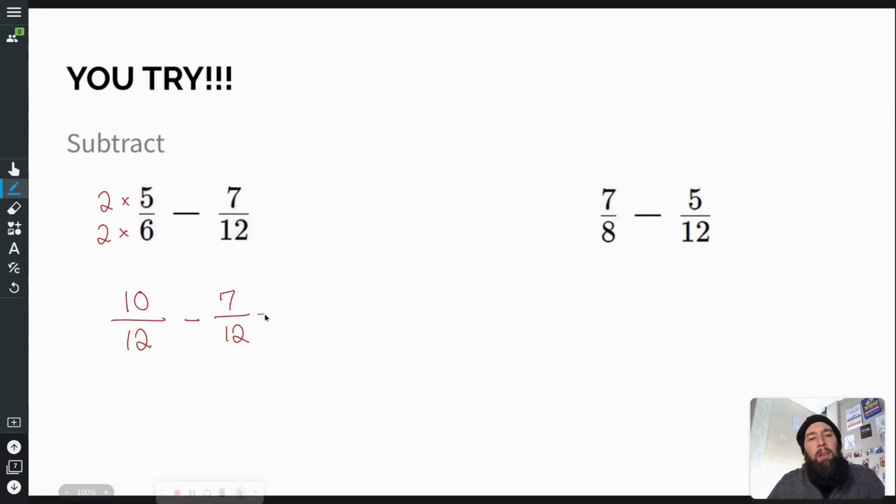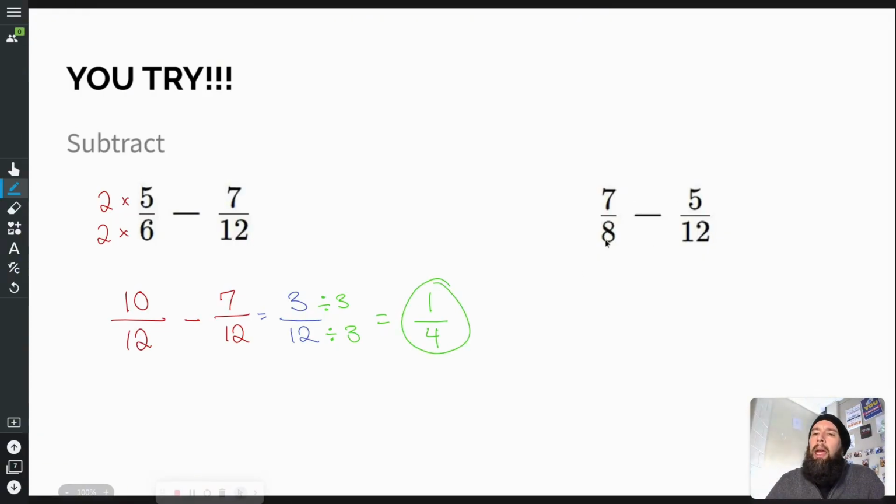10 minus 7 is 3. Keep 12 the same. 3 and 12 are in common. I can divide both of those by 3. So divide by 3, divide by 3, and we can simplify that fraction. 3 divided by 3 is 1, 12 divided by 3 is 4, 1 over 4, and we're done.